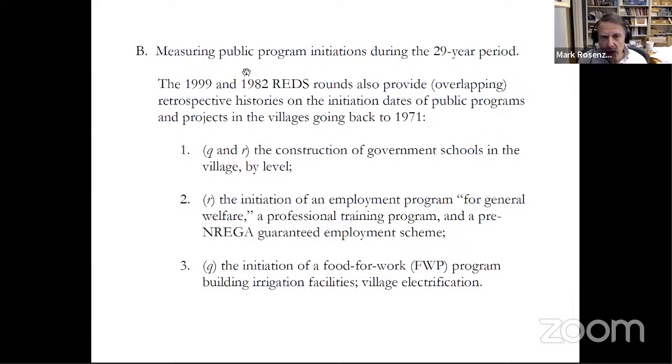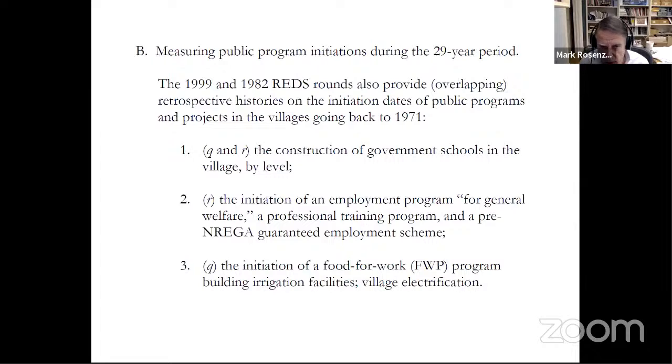All right, what about public program initiations? The 1999 and the 1982 rounds provide retrospective histories on initiation dates of the public programs. The time series overlap, that is, in the 1982 round, the time series go back prior to 1971, prior to 1982, sorry. And that means that we can actually compare the statements about what occurred in terms of initiation dates prior to 82 from the 82 round with the reports from the 1999 round about events that occurred before 1982, and they match up pretty well. So it doesn't look like there's going to be a lot of measurement error.